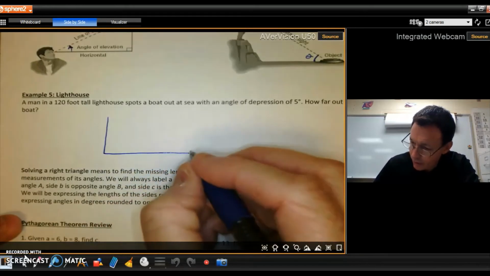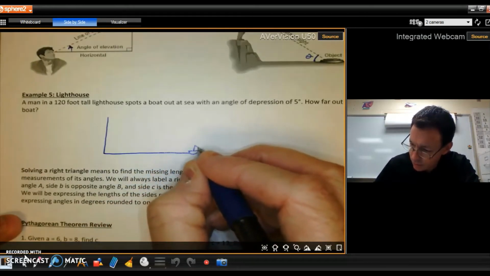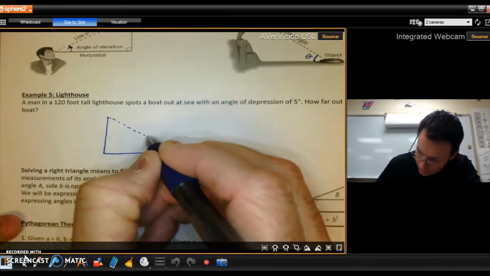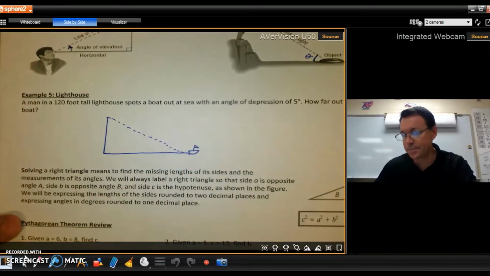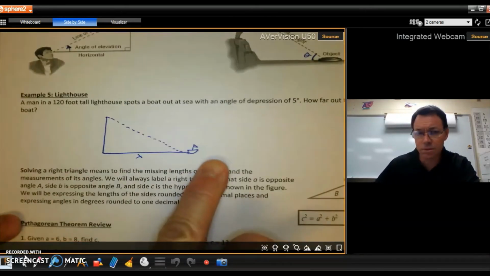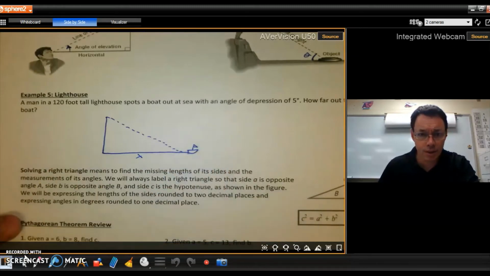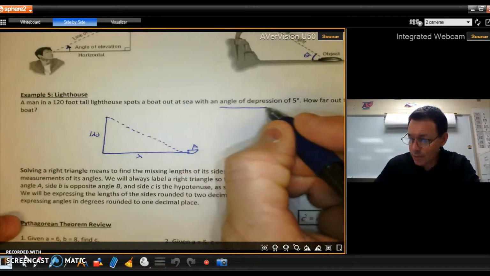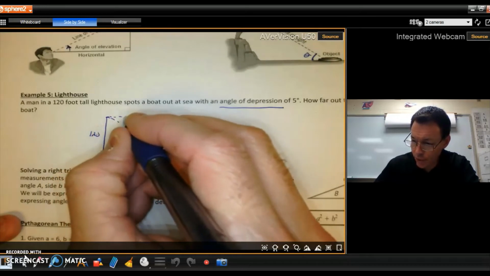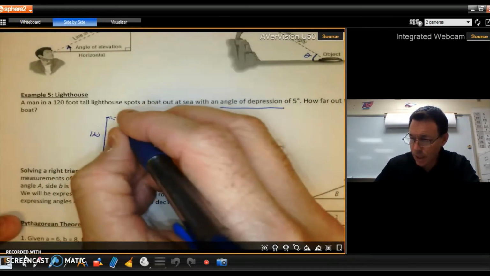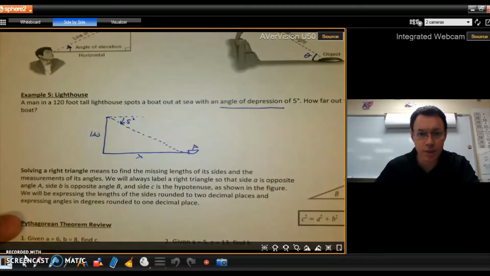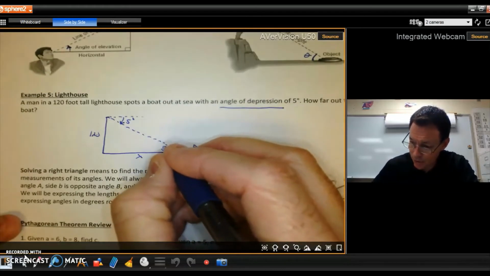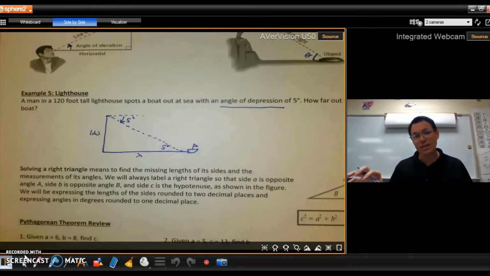Okay, and then there's a boat out here. Here's your boat. Very fancy boat. Okay, and you're looking out at the boat. Okay, so there's your right triangle. We're trying to figure out how far out into the water the boat is. We know how tall the lighthouse is, 120, and we know that the angle of depression is 5 degrees. So you're looking straight out at the beautiful sunset or something, and then you look down at 5 degrees. Or if you were on the boat and you looked up at the lighthouse, that would also be 5 degrees. And now that angle is inside the triangle where we want it.